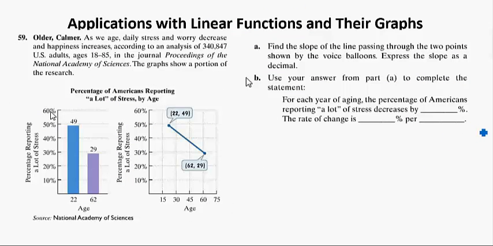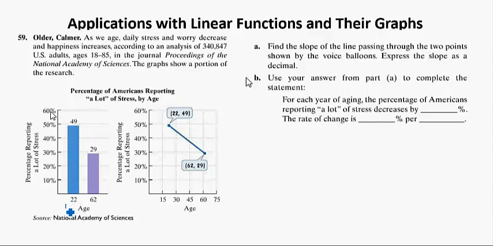Okay, let's look at an application with linear functions and their graphs. In this problem, as we age, daily stress and worry decrease and happiness increases, according to an analysis of 340,847 U.S. adults ages 18 to 85. The graph shows a portion of this research. So the graph shows 2 data points.